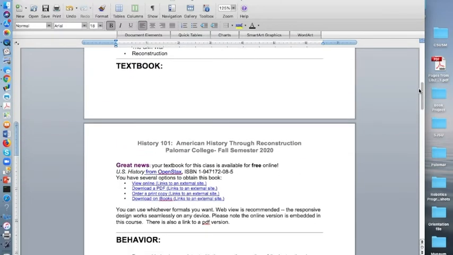Your textbook in this course is free. You can view it online, you can download a PDF copy, you can order a print copy, or you can download it on iBooks. I do have the textbook already embedded into the Canvas course.